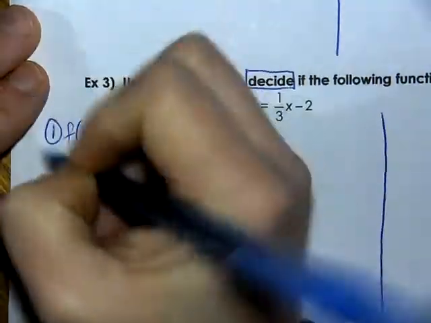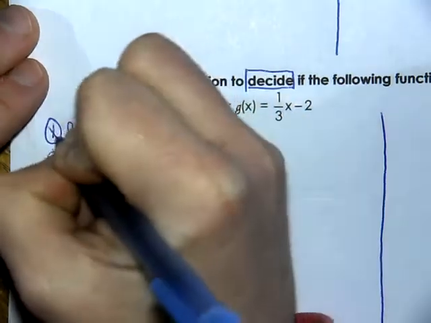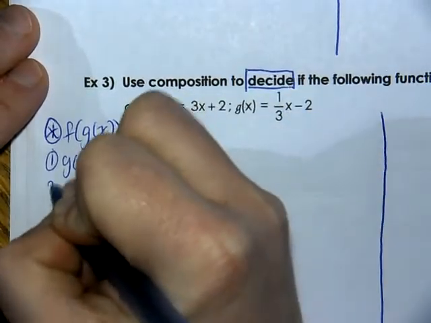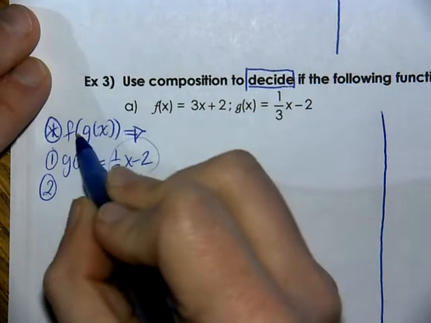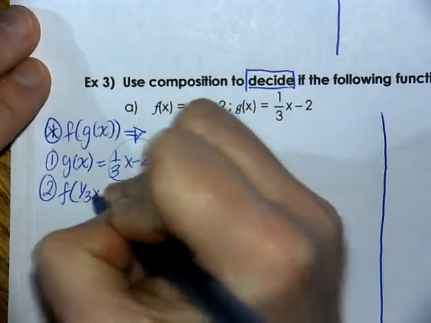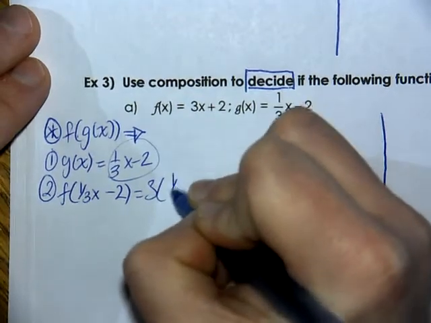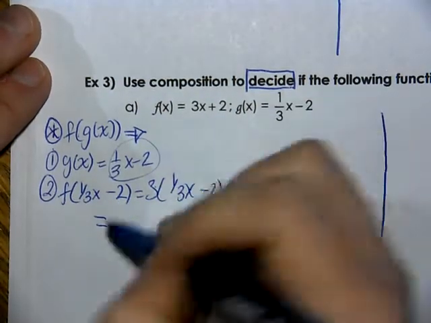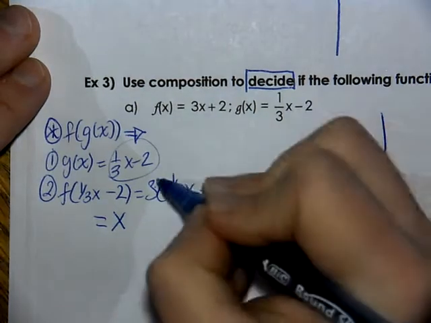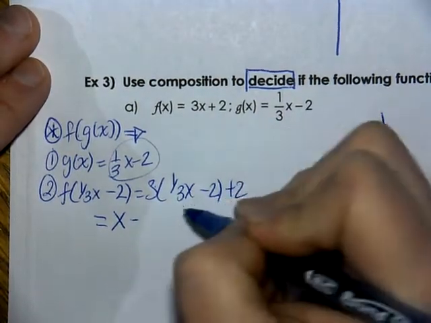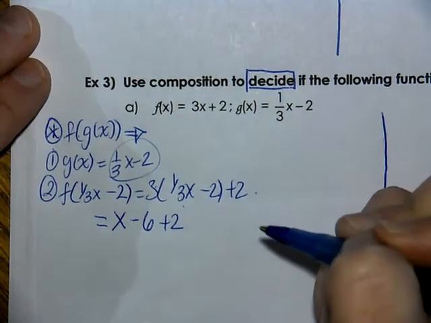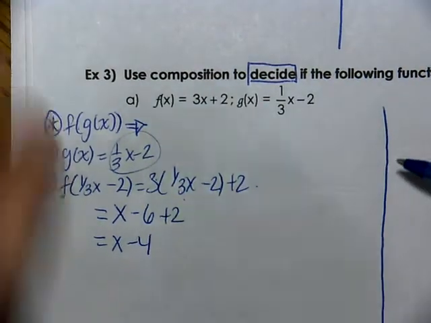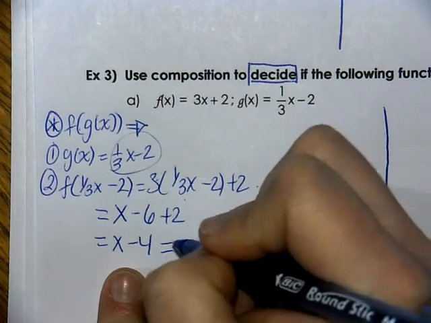So what that's going to look like is, number 1, I have g of x. G of x is equal to 1/3 x minus 2. So I'm going to substitute this whole piece into my f function. So f of (1/3 x minus 2) is going to be equal to 3 times (1/3 x minus 2) plus 2. So this is going to be equal to 3 times 1/3, 3 over 3 is just simply 1x. 3 times negative 2 is negative 6, and then plus 2. Oh my. Looky here, we have x minus 4 is what we're left with. This is not x.